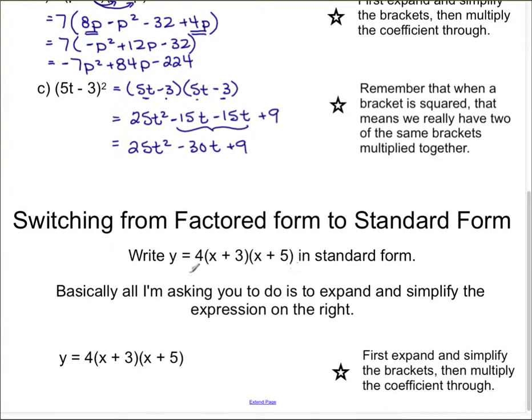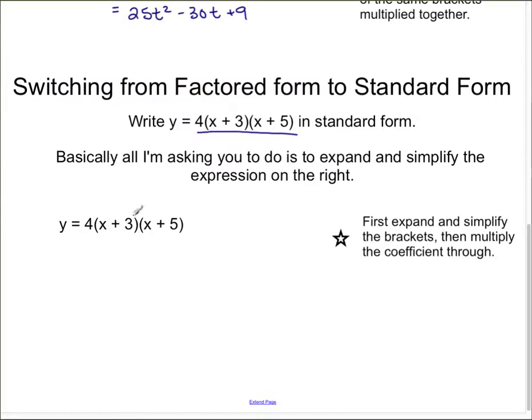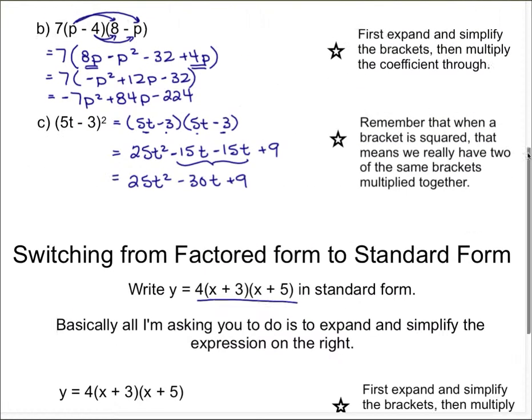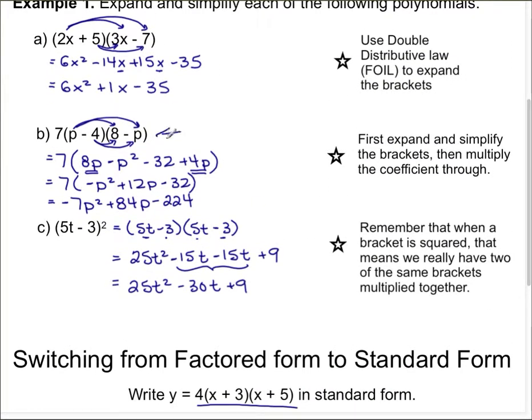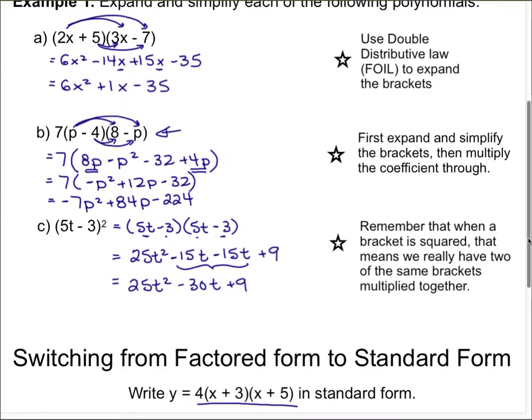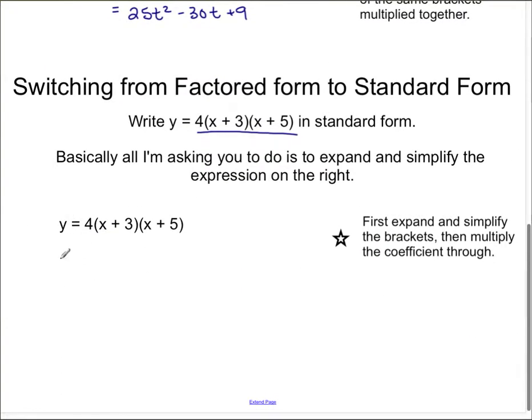So this is factored form. So I want to write this in standard form. All I have to do is expand it. So I'm going to take this down here. Basically, I'm asking you to expand and simplify. The only difference between this and what we did up here in this particular question is that there's a y out front, and that when we're done, we're going to have a parabola that we could plug into a graphing calculator and actually see the nice parabola shape.